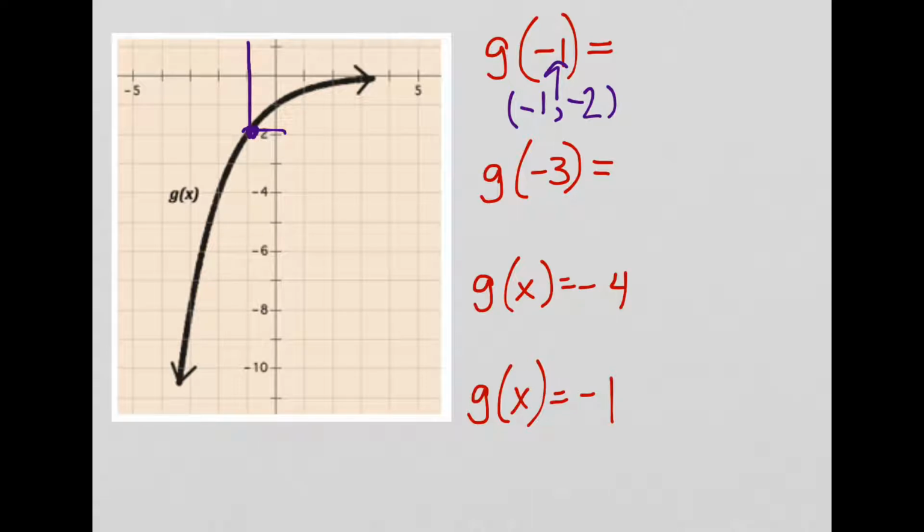But how do I answer this? I just say negative 2 right here. G of negative 1 equals negative 2. When I evaluate the function g at x equals negative 1, the answer I get out is negative 2. That's what I'm telling you here.